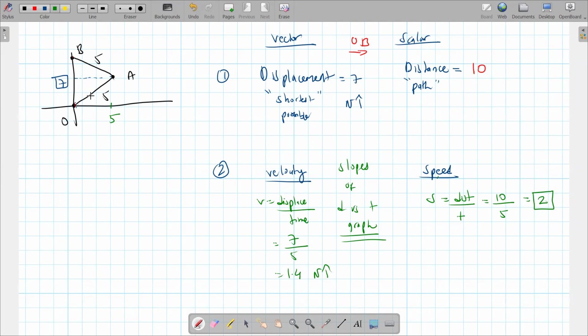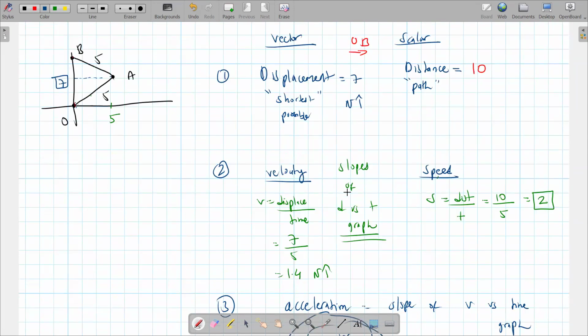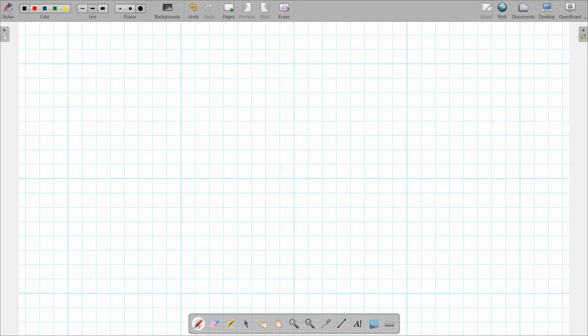They're literally the rates of change of these two. And then the third level: there's no scalar equivalent for this. This is acceleration, which is the slope of the velocity versus time graph. Again, this is a vector quantity. So what do all of these mean? Let's do an example. I think it's important to understand what's going on. Sometimes distance versus time is also called position versus time.